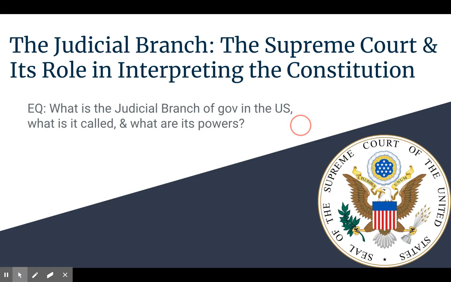This week we're going to be focusing on the judicial branch, that is the Supreme Court, and really the entire federal court system. And we're looking at its role in interpreting the Constitution.